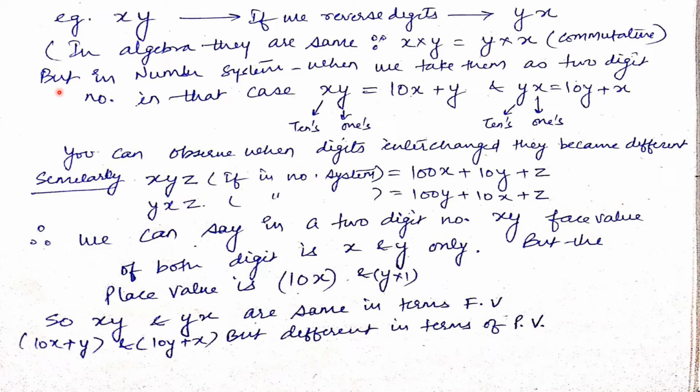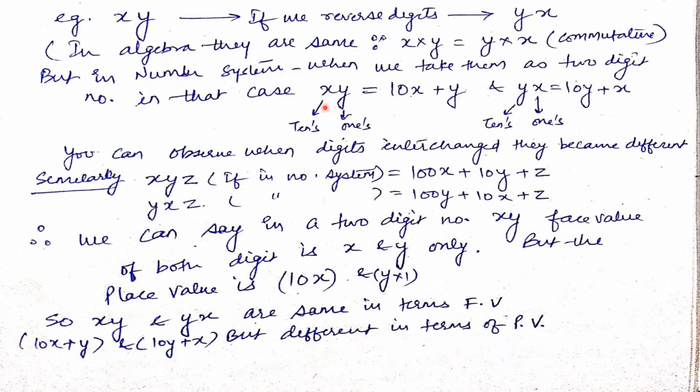I have written here, but in the number system, when we take them as a two-digit number, xy is actually 10x plus y. You want me to repeat this? Please see again. If this is a two-digit number, just see the digit y. Its place is ones place, so we multiply y into 1, we get y. This x is at tens place, so we multiply 10 into x, so we get 10x. So the actual number is 10x plus y.